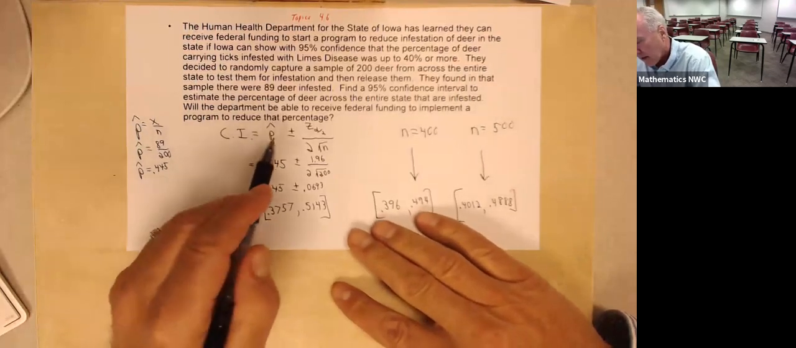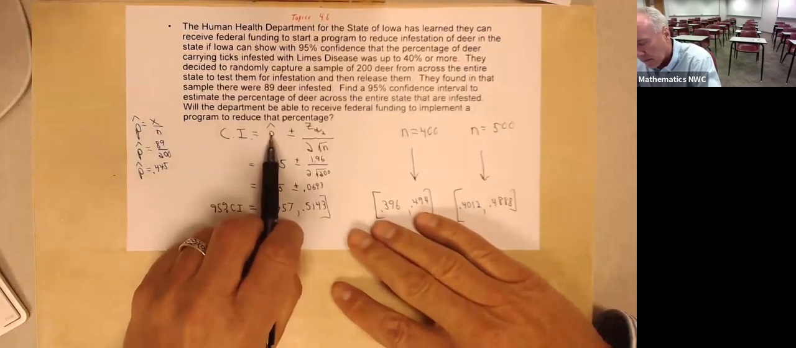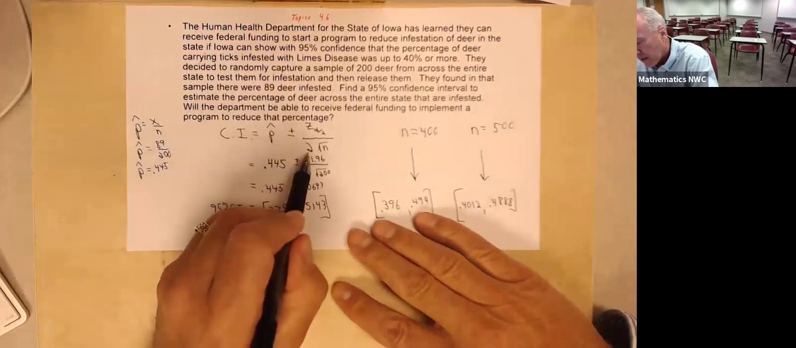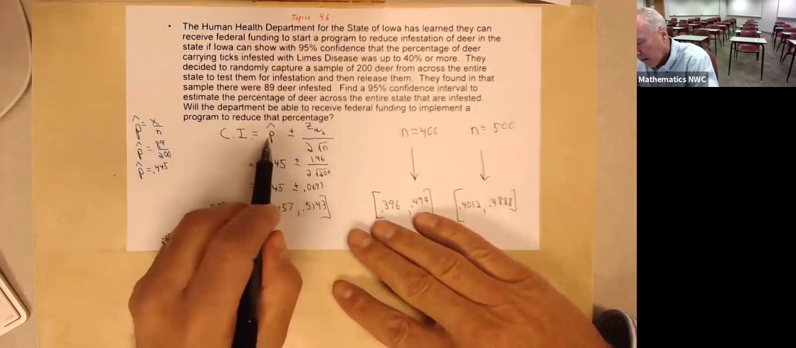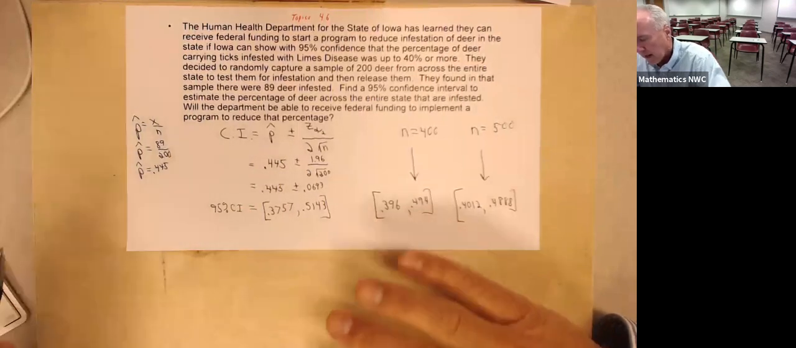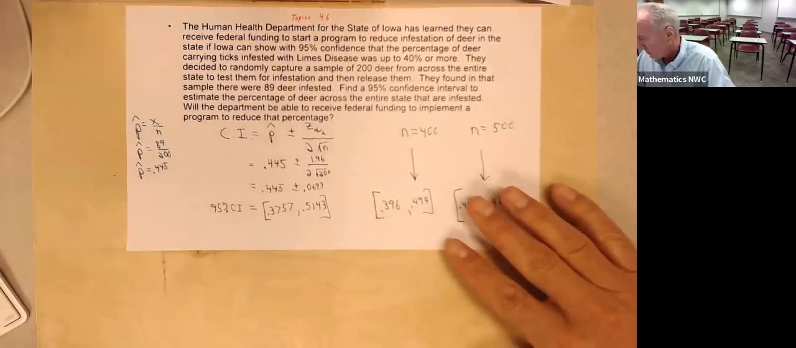Recognize again, this is my point estimate, my sample proportion. This is my margin of error. I put them all together, I get my confidence interval.